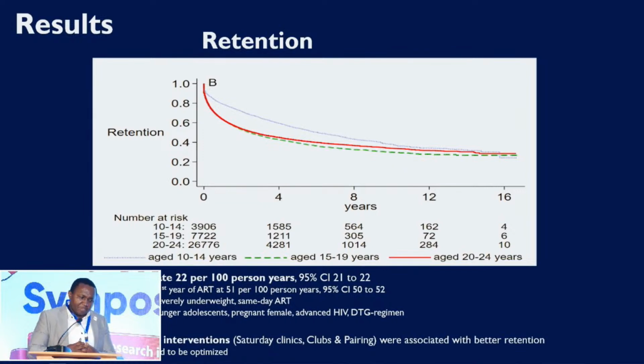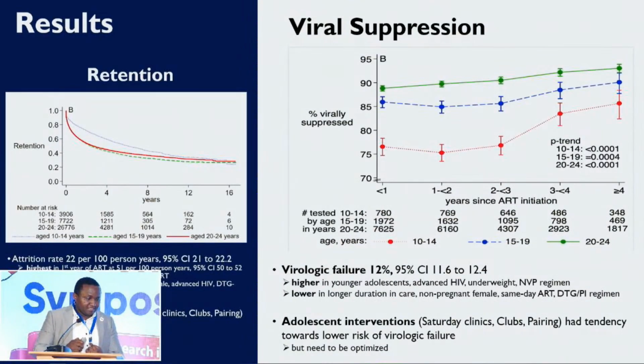And what we found was, looking at them individually, none of the interventions had a significant effect on reducing attrition. However, a combination of some of these interventions, in facilities that had either adolescent and youth clubs and Saturday clinic, or adolescent and youth clubs and pairing, had much better outcomes in terms of lower attrition compared to those that did not have any of these 3 interventions. And then moving on to the second outcome of viral suppression.